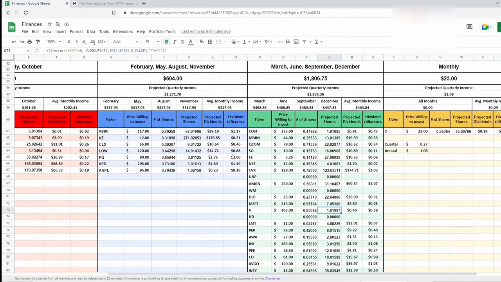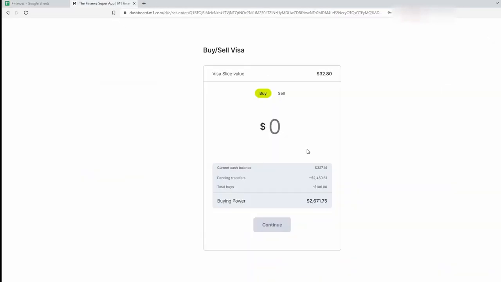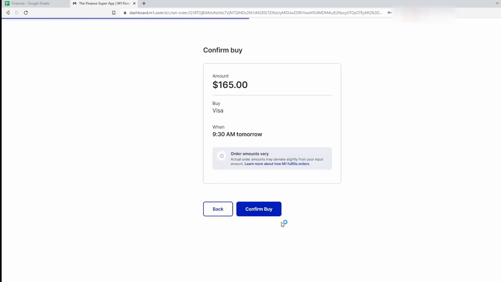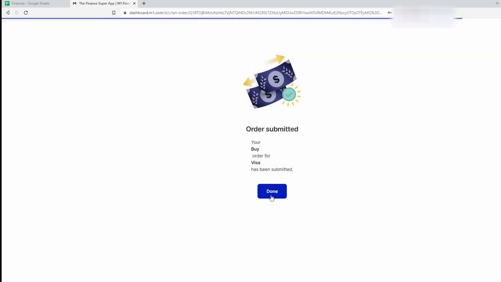And let me just confirm one more time. $165. Very nice. Okay. Confirm the buy for Visa.